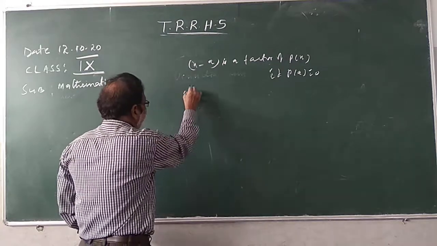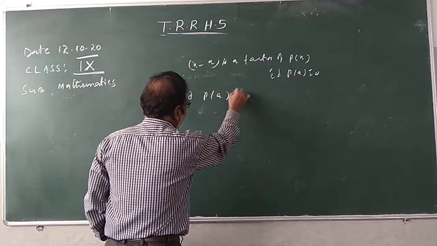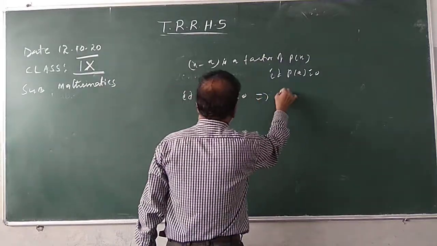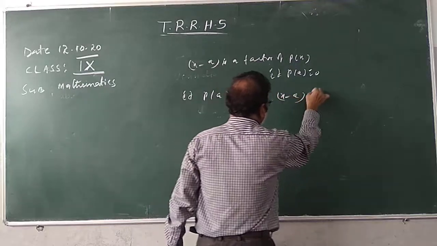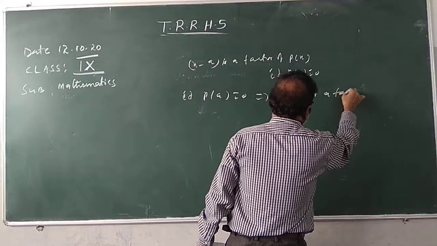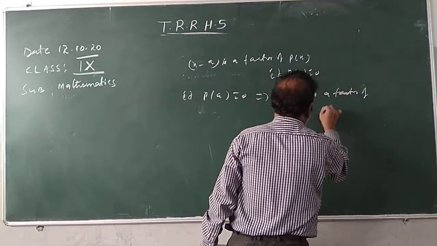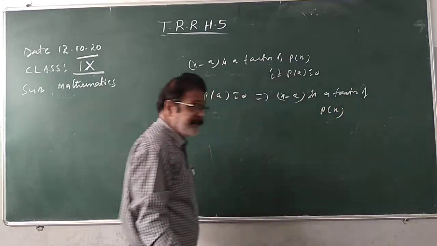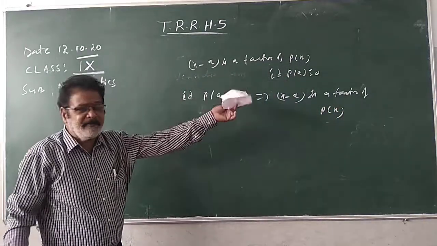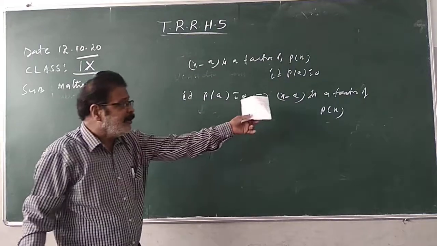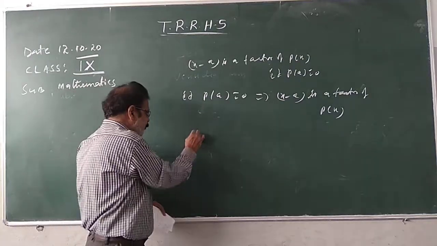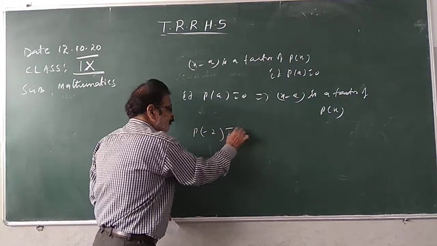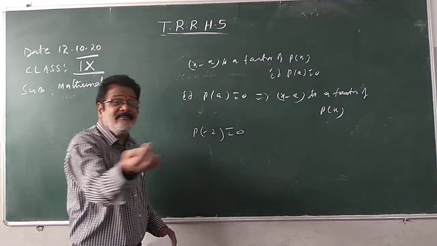And if p of a equals 0, then what? X minus a is a factor of p of x. If x minus a is a factor, the remainder p of a equals 0. If p of a equals 0, x minus a is a factor. If p of minus 2 equals 0, what is the factor? X plus 2 is a factor.